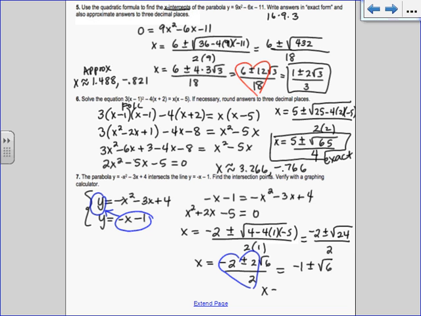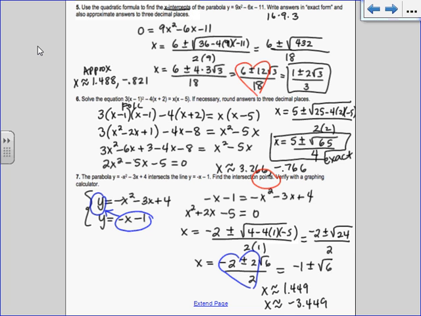Okay, so if you wanted to find the decimal answer, maybe I should do an approximately sign. So if you do negative 1 plus root 6, you get 1.449. And if you find the other one, -1 minus root 6, you get -3.449. So the hard part about this is I did not just ask for the x value, I asked for the intersection point.